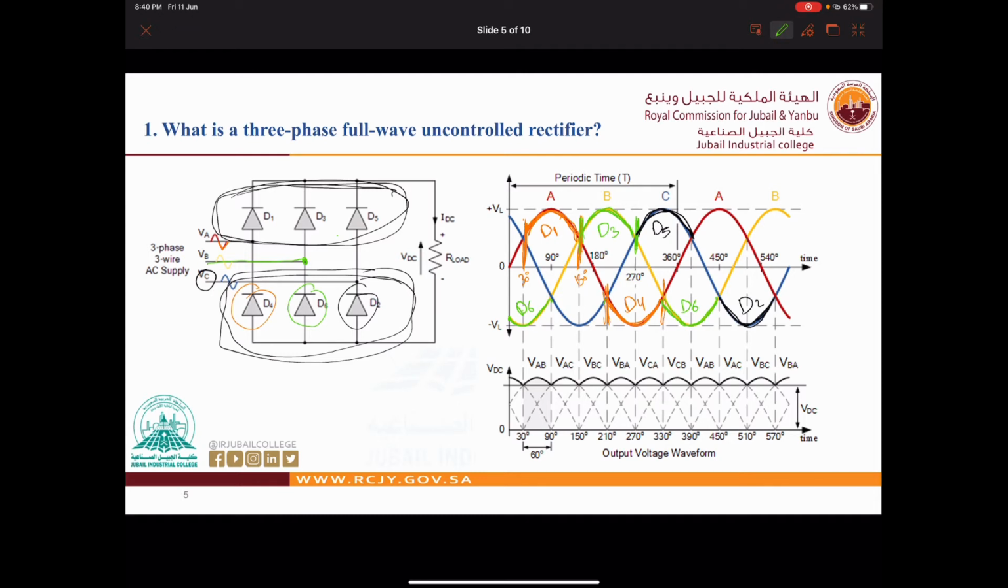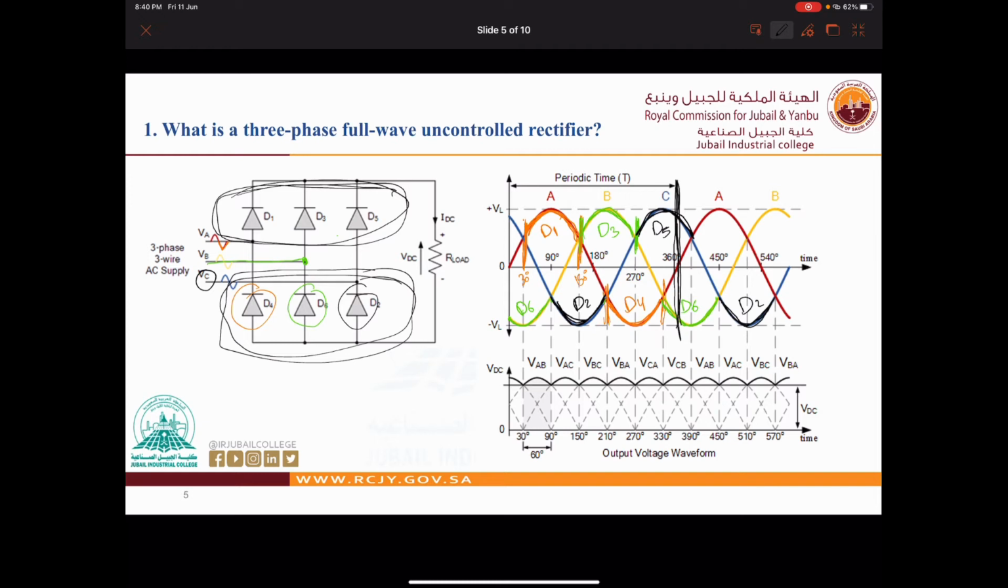And here we have D5 or D2 is here. This is D2. If you are going to complete one cycle, this is one cycle. Okay, so this is one cycle.